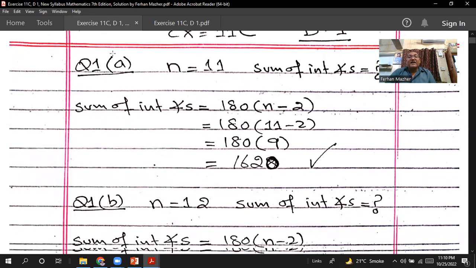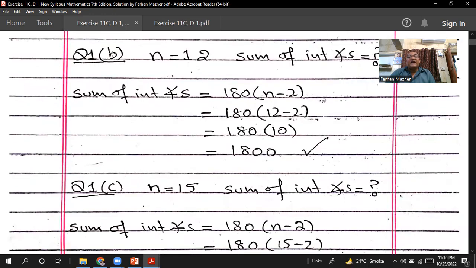So the next thing coming up on your screen, B part, and here we have 12 sides, 12-gon. So the sum of the interior angles. The formula for the sum of the interior angles is 180 bracket n minus 2 bracket close. So in the place of n, I will put 12. So it will be 180 bracket 12 minus 2 bracket close. So it will be 180 into 10, and that will be 1800. So the sum of the internal angles of a 12-sided polygon will be 1800.